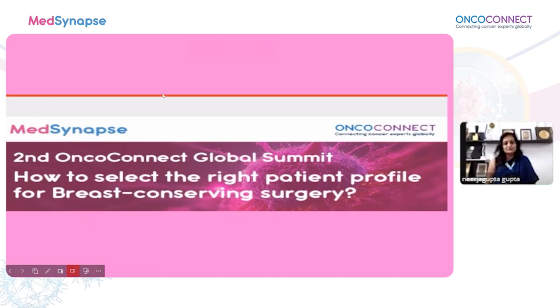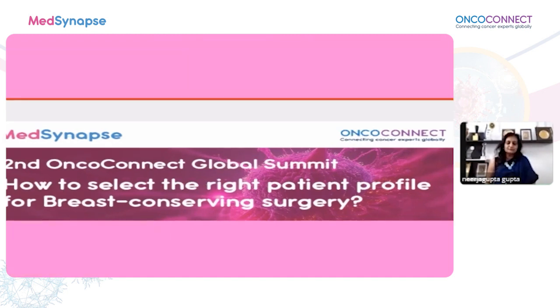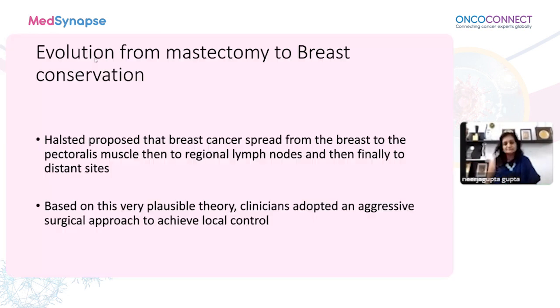That is the reason we are going to talk about how to select a patient for breast conservation. So, how do we select the right patient profile? When we talk of patient profile, it's not just the tumor characteristics, but the patient herself, the family as well, and how imaging perceives the patient's presentation. In the subsequent slides we'll see how we actually look at a patient who comes to us while deciding on breast conservation surgery.